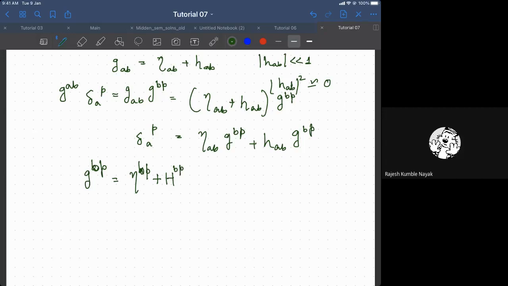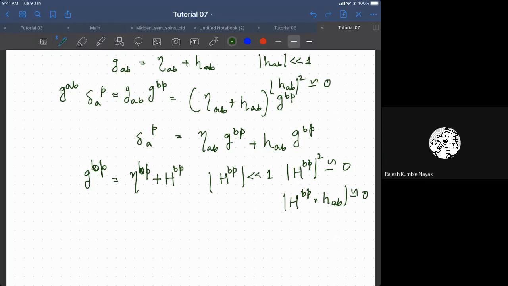Okay, so this is with the understanding that the H^BP magnitude is very, very small, and then you can ignore H^BP squared, order to be 0. In addition, you can also ignore H^BP into h_AB, also equal to 0. They are all in the first order.